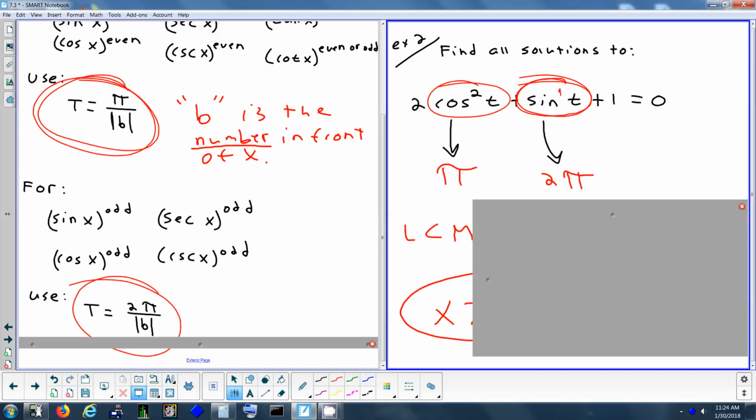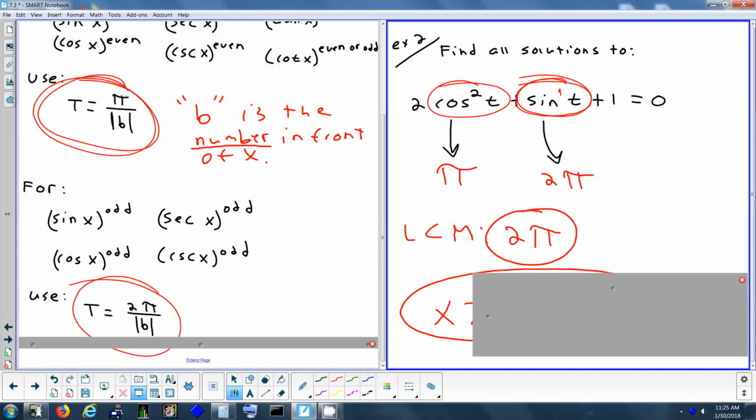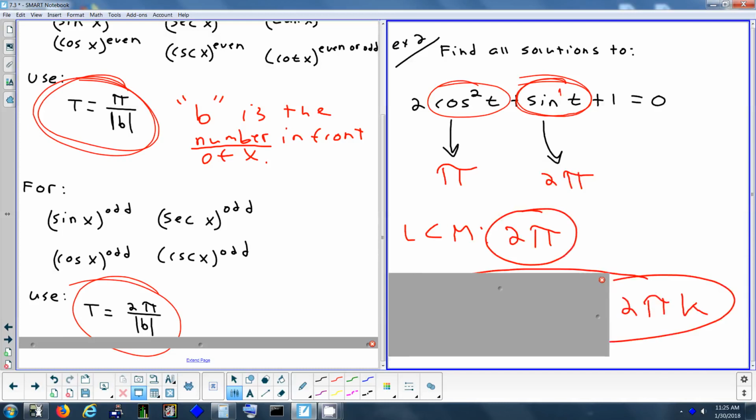Okay, so now the period of that whole thing is the least common multiple of those two numbers, and we just did that. What's the LCM of pi and 2 pi? 2 pi. Now we've done the hard part. That's what you need to put on the end of your answer. Plus 2 pi k. What do you actually put for the first part of your answer? Use your calculator and see what it comes up to.